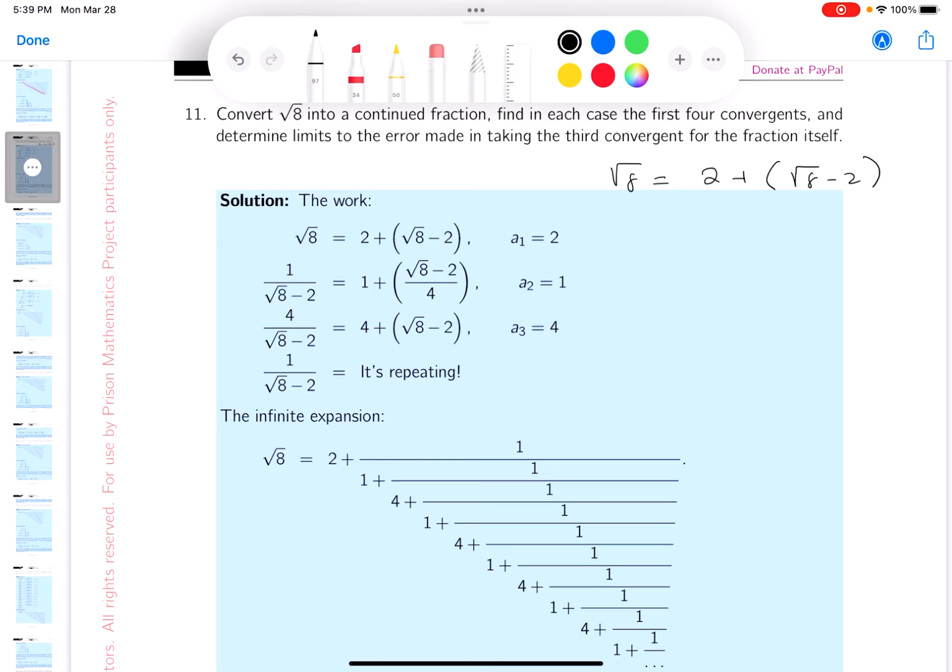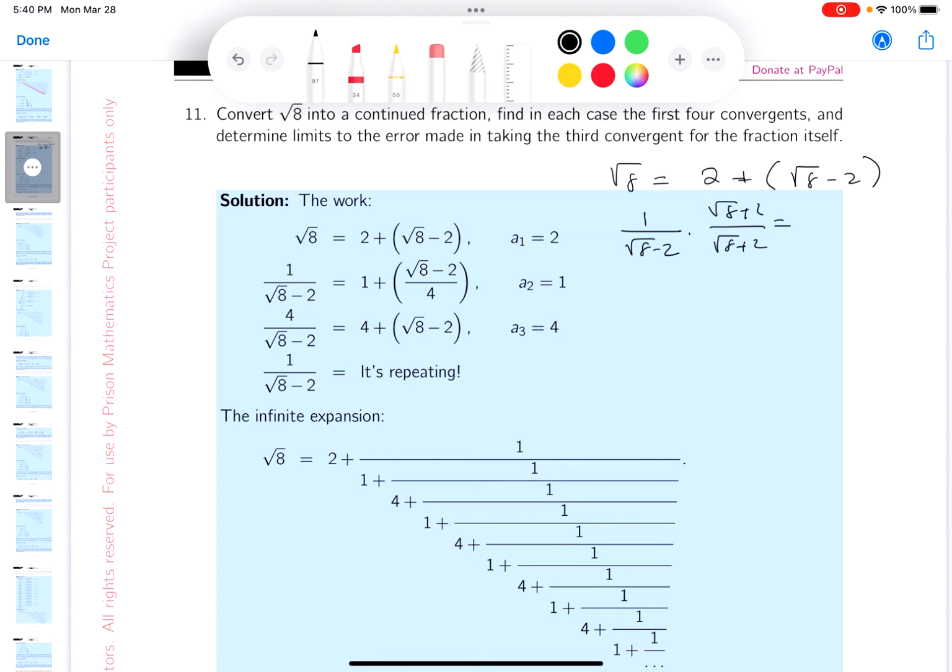And the root of 8 is 2 point something. So 2 point something minus 2 is a proper fraction. And what we're going to do now is take this and take its reciprocal. And the reciprocal of that is 1 over root 8 minus 2. We need to rationalize that. And that would be root 8 plus 2, root 8 plus 2.